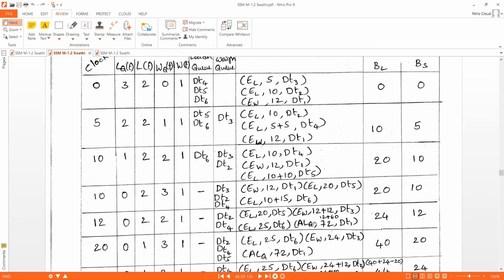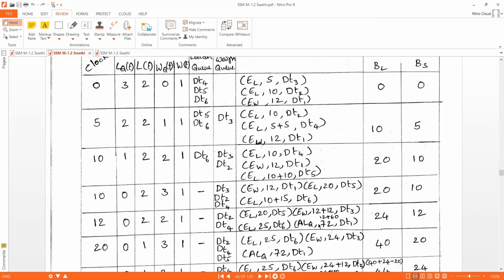Okay, so at simulation clock time 12 it started weighing, and it will take 12 more minutes to weigh. So the ending weighing event for dt3 is 12 plus 12, it is 24. Now one more future event which is going to occur is the arrival to the loading queue of dt1.